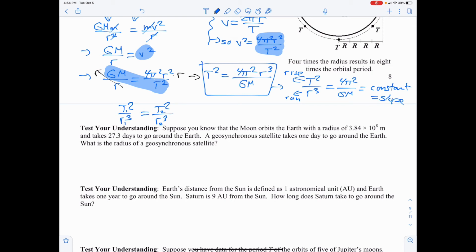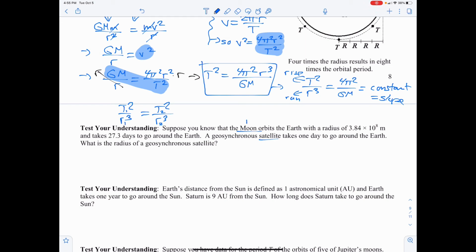Test your understanding. Suppose you know that the moon orbits the Earth at a radius of 3.84 times 10 to the 8 meters and takes 27.3 days to go around the Earth. A geosynchronous satellite takes 1 day to go around the Earth. What is the radius of the geosynchronous satellite's orbit? Okay, so there's the equation we're going to work with because we have two bodies that are orbiting the Earth. You know the moon orbits the Earth and this satellite orbits the Earth.